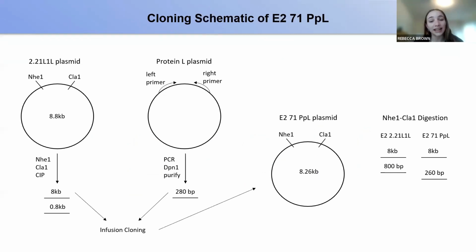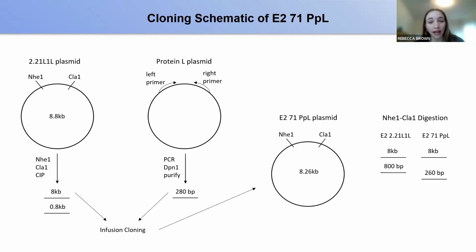We cleaved the 2.21L1L plasmid with restriction enzymes and inserted the protein L plasmid to create the E271 PPL plasmid. Then we checked this by digestion with more restriction enzymes, and Sanger sequencing.